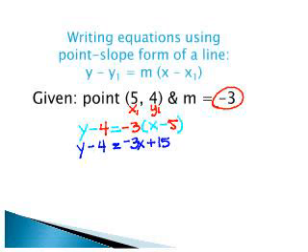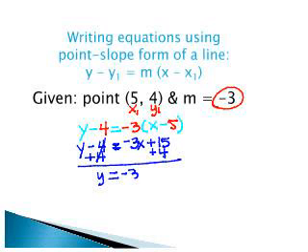Since this is the equal sign, we're going to move the -4 over by adding 4 to both sides. And we have y is equal to -3x plus 19. And that is the equation of our line that goes through the point 5, 4 and has a slope of -3.